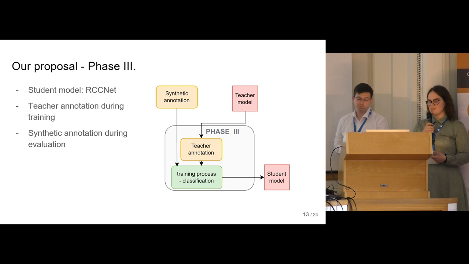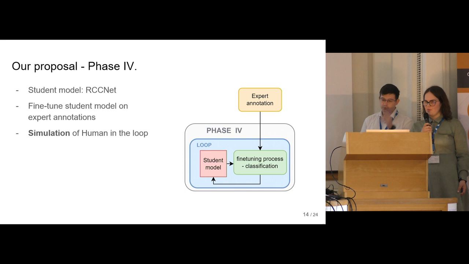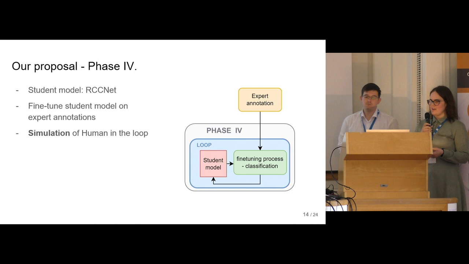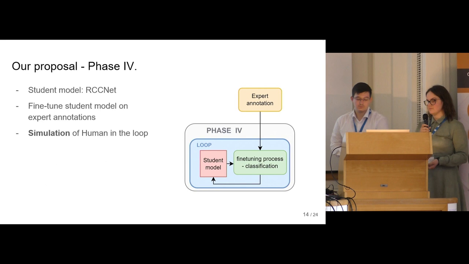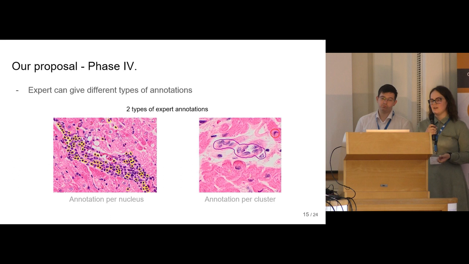In the last phase, we fine-tune the RCCNet student model on expert annotations with the aim of precise specification for the given task. The goal of this phase is to refine current predictions by applying the human-in-the-loop approach. We simulated this by gradual use of classifications which were manually created by the pathologist. We see the benefit in this step also in that the doctor doesn't have to mark every cell independently, like in the picture on the left, but can just mark a few regions to indicate the class of each cell in the cluster.